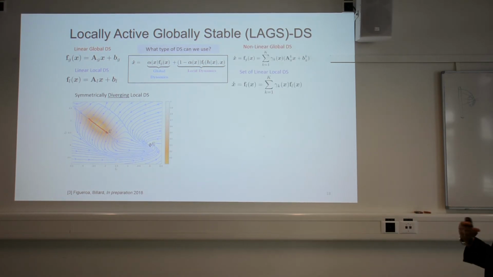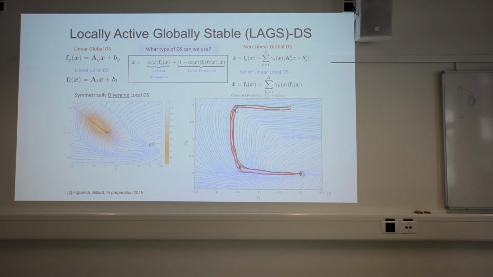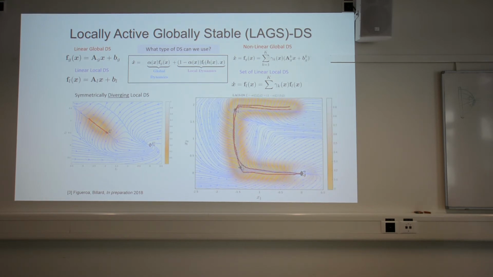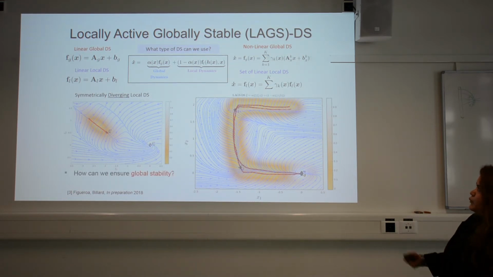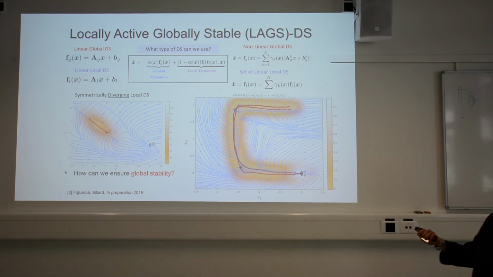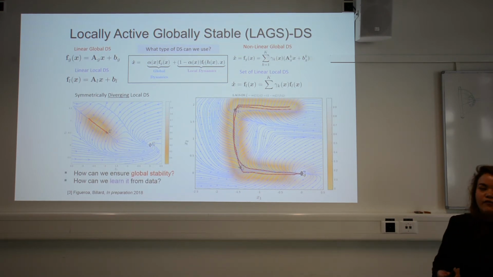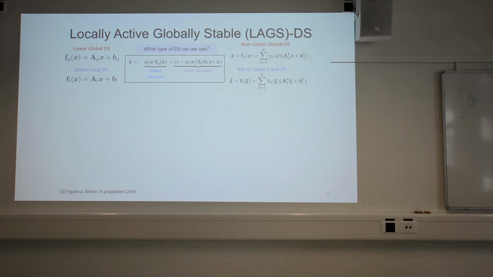And obviously, we can have nonlinear dynamics because here we're just mixing two dynamical systems. For example, our global dynamics can be something like this, which is learned through the LPVDS approach, following this C shape. If we activate this local attractive behavior throughout the entire trajectory, then we can have something like this. So this is pretty cool. So how can we ensure that this mixing of all of these trajectories is globally stable, and how can we learn it from data? Those are the two questions that we have.